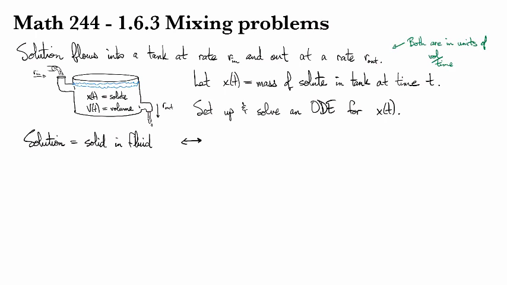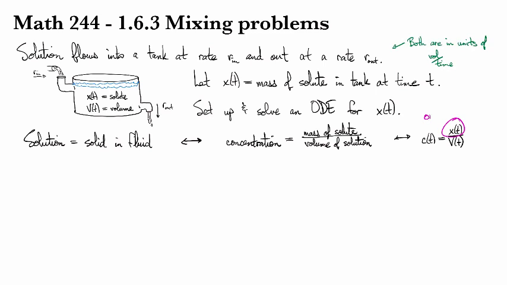So the solute is a solid, suspended or dissolved in a fluid. And what this corresponds to is the idea of concentration. When somebody's talking about concentration, they're talking about the mass of solute per volume of solution. So what that translates to in symbols is that the concentration at time t is x of t over v of t. And we want to set up our ODE for x, not for c. If you try and set it up for c, you're doomed.